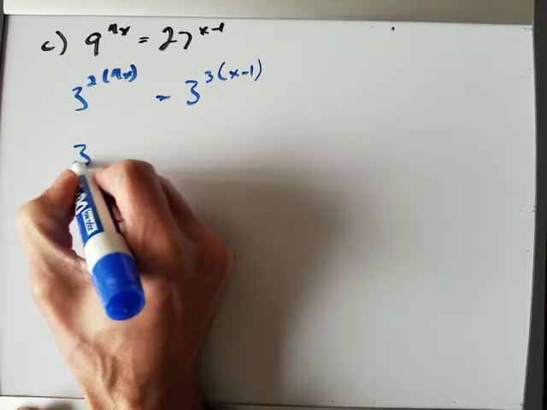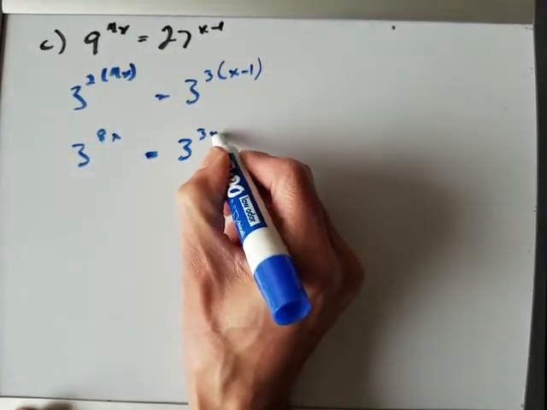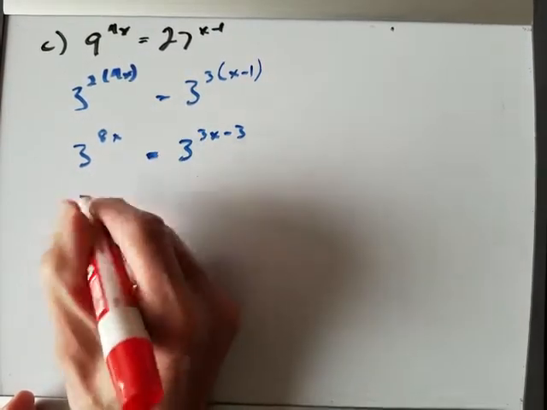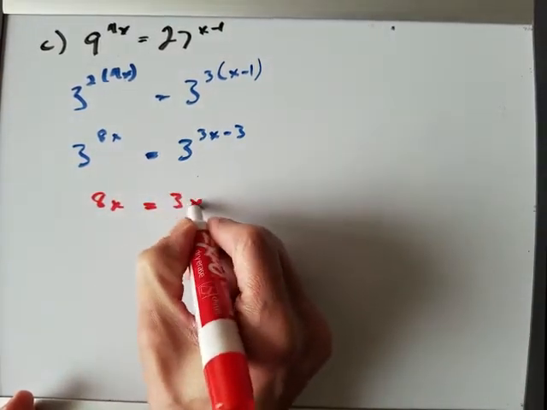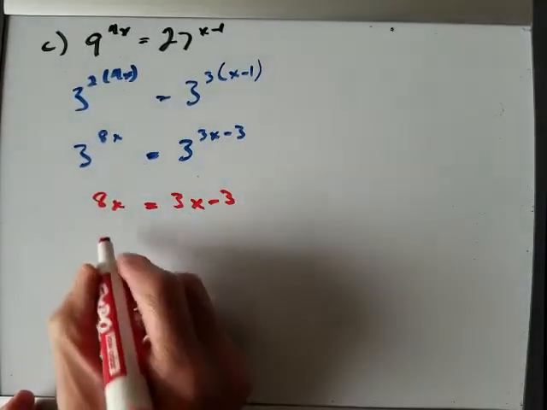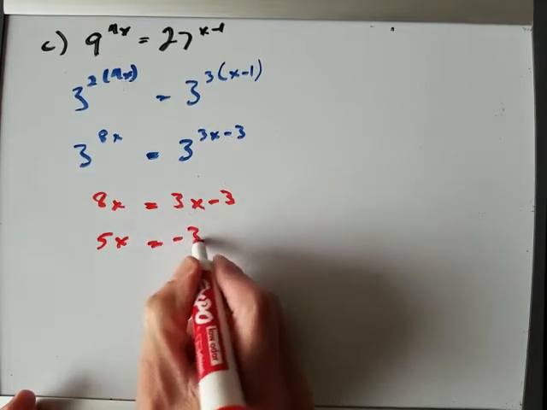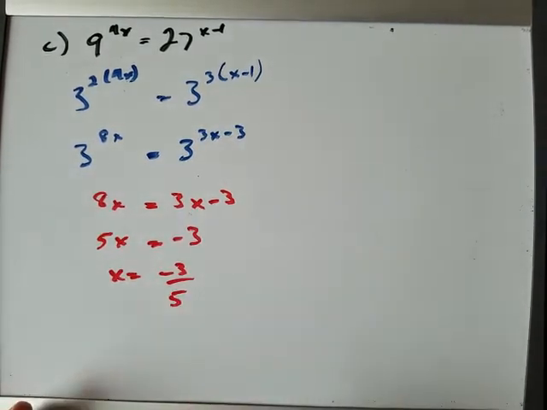So what would we have? 3 to the power 8x equals 3 to the power 3x minus 3, and we are ready for our grand finale. Our base is now the same. We can take 8x and let it equal 3x minus 3. If the bases are the same, the exponents must also be equal, and it's a pretty quick solve. Subtract 3x over, divide both sides by 5, and we have negative 3/5.